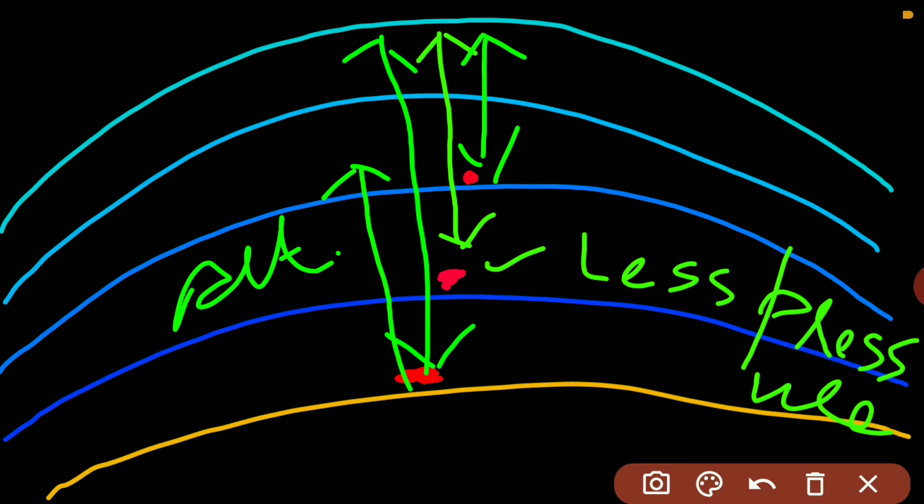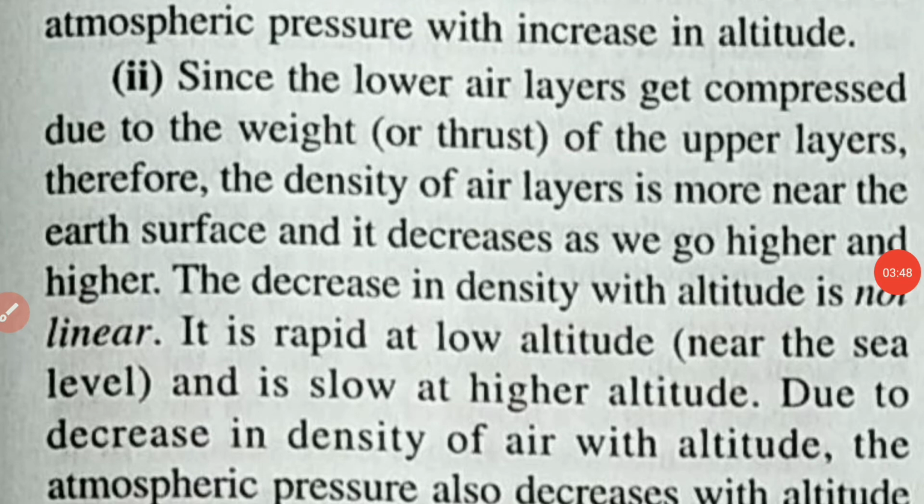I hope you understood the first paragraph. Let us try to understand the second one. Coming to the next point, since the lower layers get compressed due to the weight or thrust of the upper layers, as in the previous diagram you must have seen that there were so many layers, the lowermost layer will be pressed by the upper layers. Therefore the density of air layers is more near the earth's surface, and it decreases as we go higher and higher. The decrease in density with altitude is not linear.